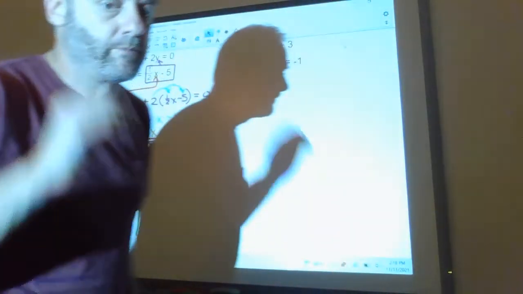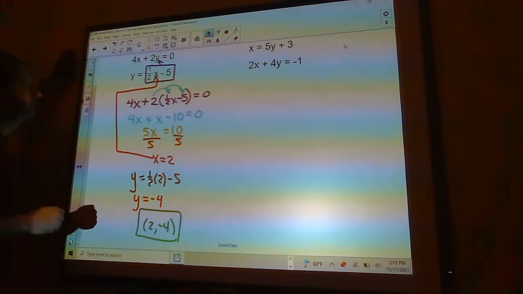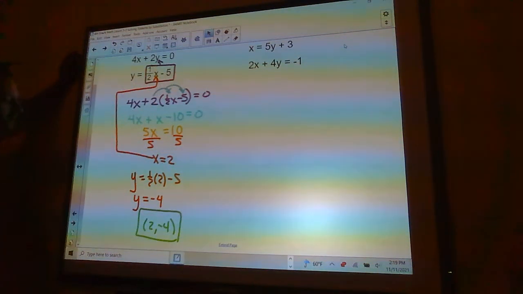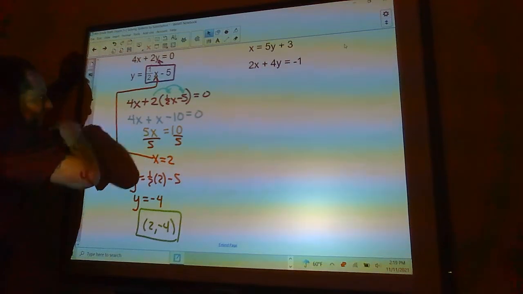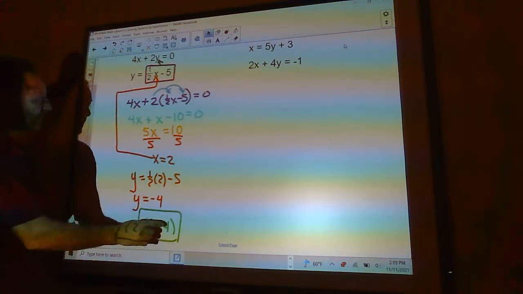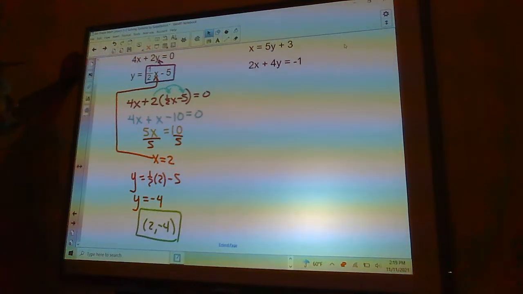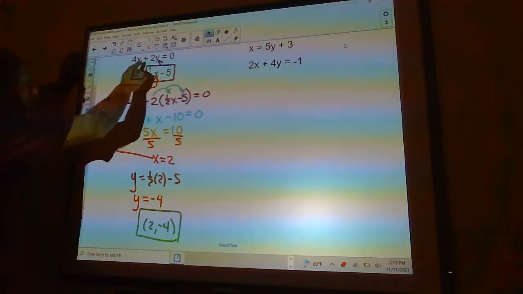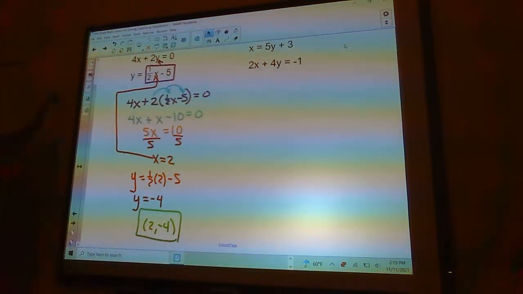Okay, so where was I? So I'm plugging the 2 back in here. Half of 2 is 1. And 1 minus 5 is negative 4, which is what I wanted. If I plug them both in here, I get 4 times 2 is 8, plus 2 times negative 4 is negative 8, so 8 minus 8 is 0. So it worked.